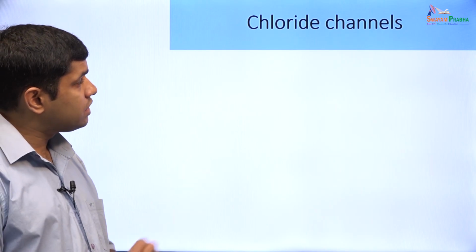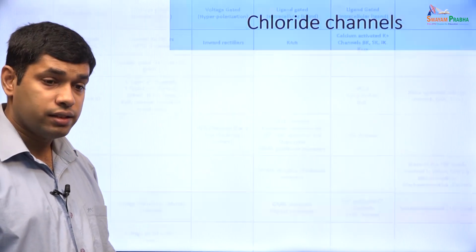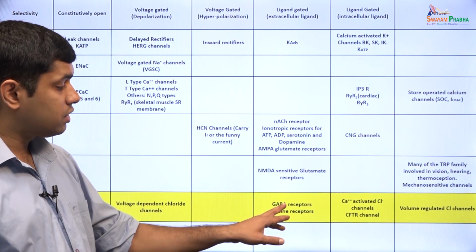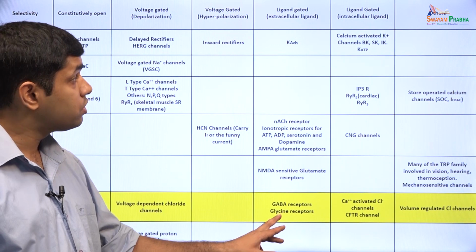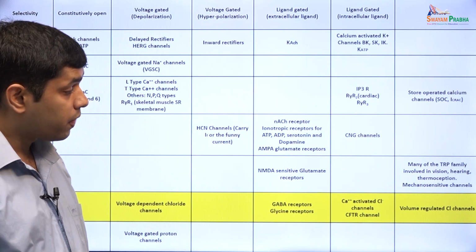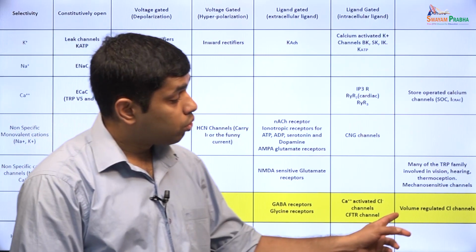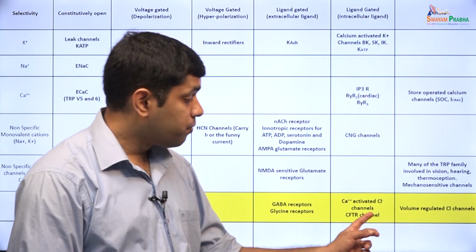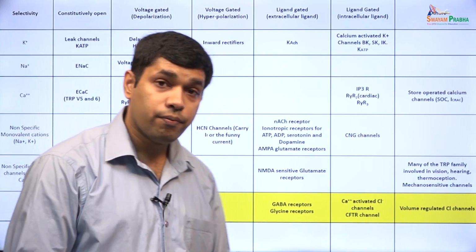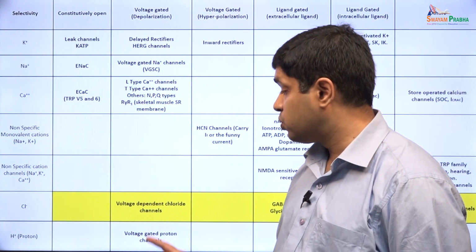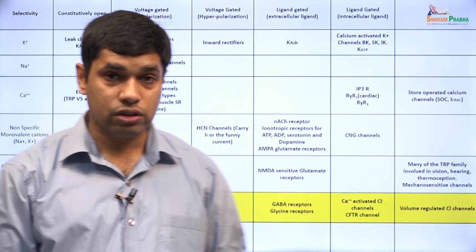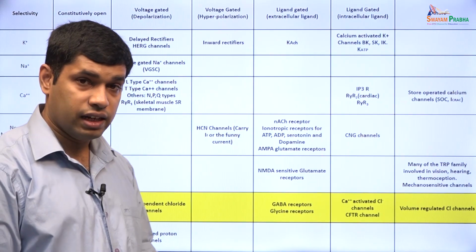We will discuss a little bit about the chloride channels. When you look at the different chloride channels, we will discuss the GABA and glycine receptors. GABA and glycine are both inhibitory neurotransmitters. There are also chloride channels which help regulate volume, chloride channels which are implicated in cystic fibrosis, the CFTR channel. We have chloride channels which are voltage dependent, but we will talk a little bit about the GABA as well as the glycine receptors.